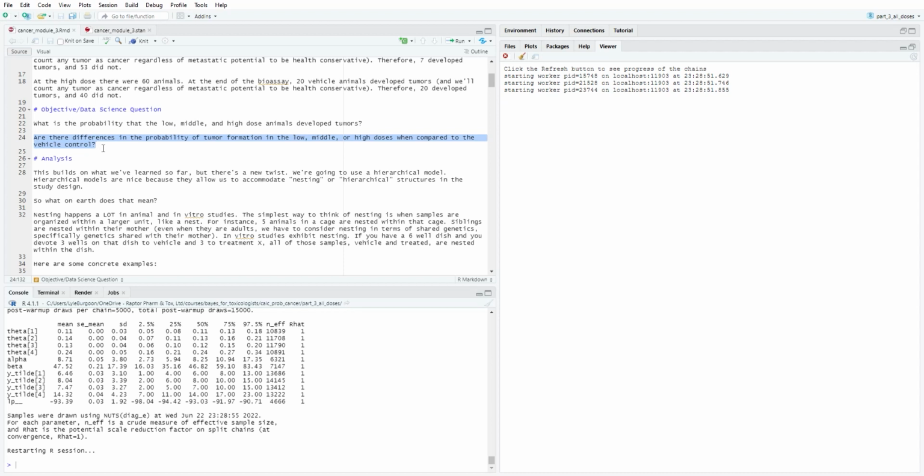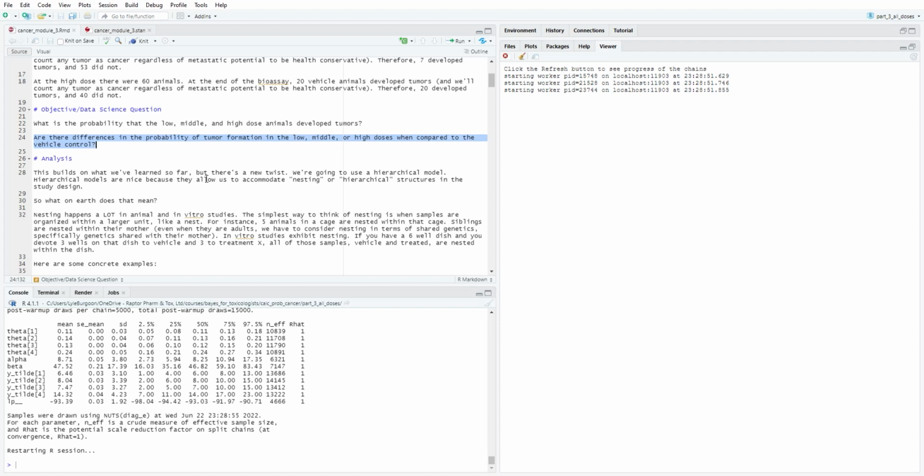In order to answer that question, we got to answer the first question. Now, this module, module number 3, builds on what we've already learned so far. And like I say here in the text, there's a new twist, and that new twist is the hierarchical model. So let's talk a little bit more about the hierarchical model. When would you use this thing? Well, hierarchical models are really nice for things that we encounter in toxicology all the time. Something we call nesting or hierarchical structures in the study design.